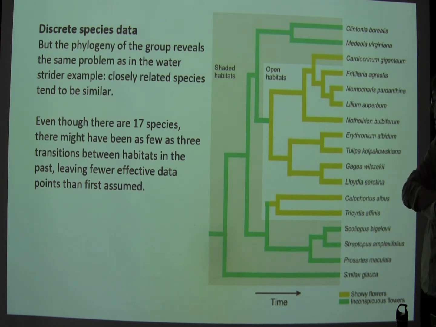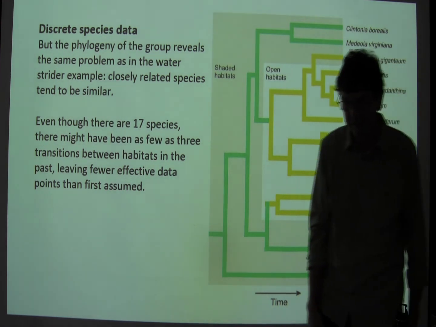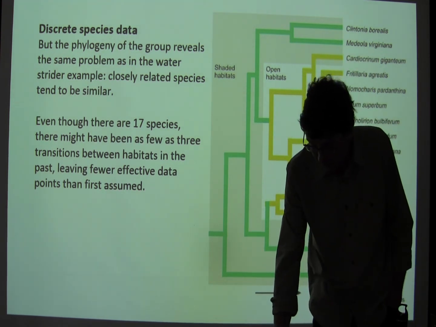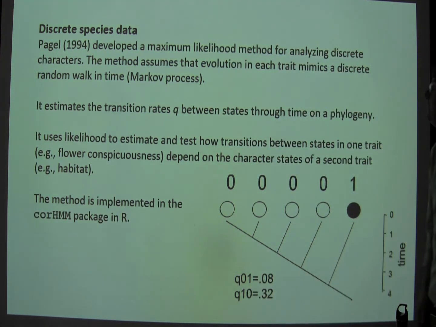And the point is how many independent evolutionary events are actually represented in this tree, and knowing how few transitions took place between these environments, how strong is the evidence statistically for an association between flower showiness and habitats. So again, it's the same problem that Felsenstein described and proposed a solution for. And Pagel proposed a solution for discrete traits as well.